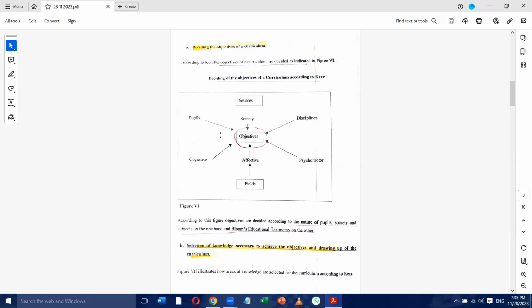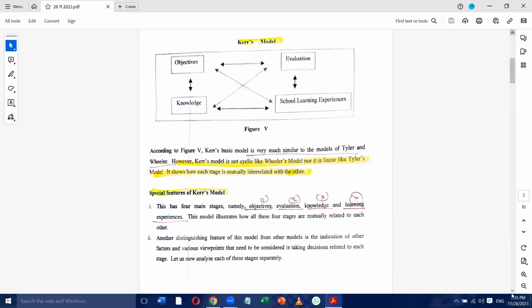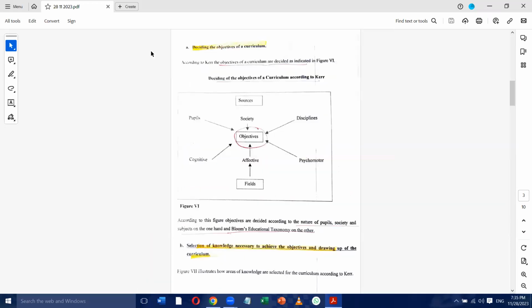The first one is the objectives. Okay. So deciding the objectives of a curriculum, that's the first one. So when you form the objectives of a curriculum, that is the initial step, you know that. According to Kerr, the objectives of a curriculum are decided as indicated in this figure.